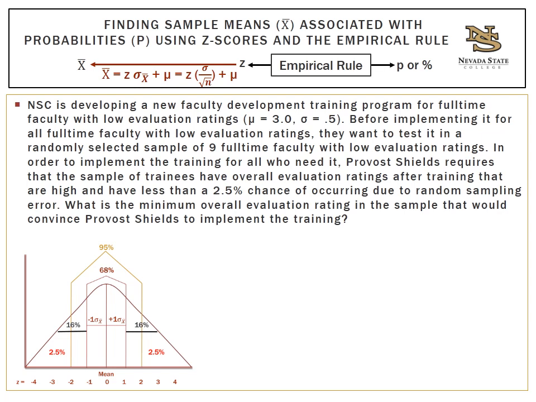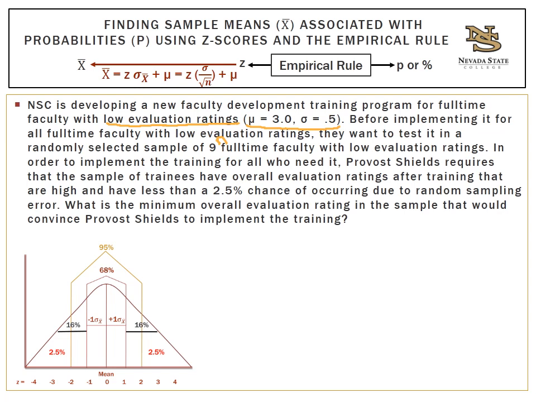So we've got our parameters here. We've got our population and our population mean and standard deviation. And then before implementing it, NSC is developing a new faculty development training program for full-time faculty with low evaluation ratings. There's the ratings in the population. And that's not for everyone, that's among everybody that has low evaluation ratings. So we're just looking at that population now. Before implementing it for all full-time faculty with low evaluation ratings, they want to test it in a randomly selected sample of 9 full-time faculty with low evaluation ratings.